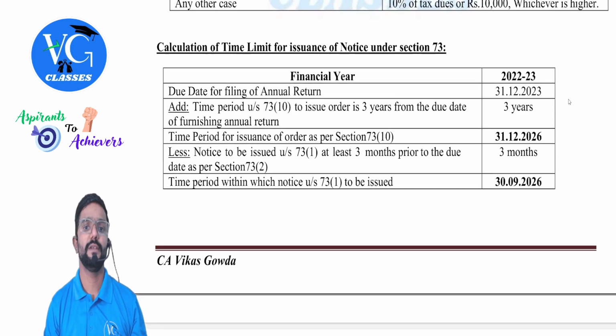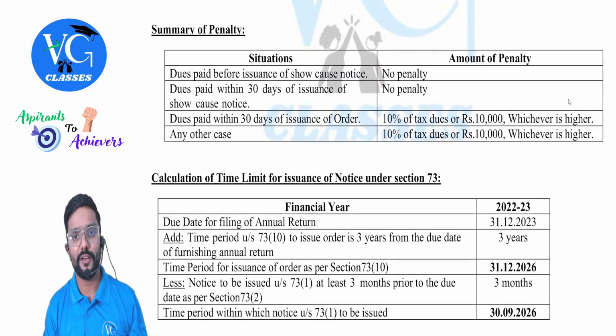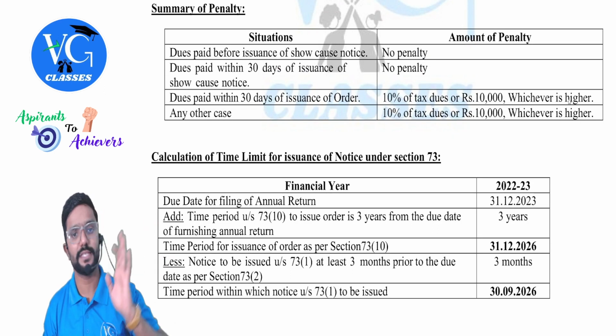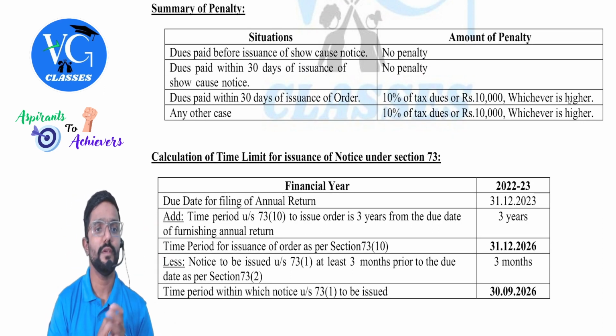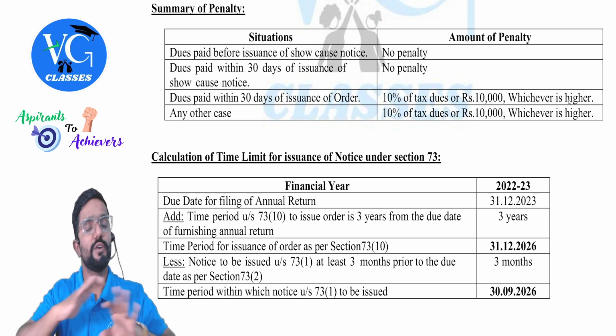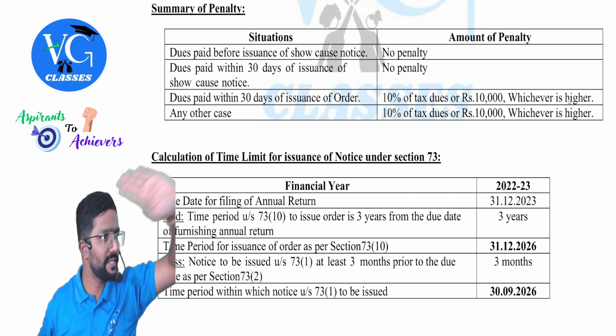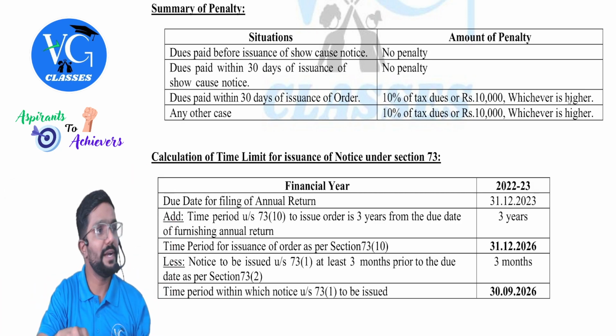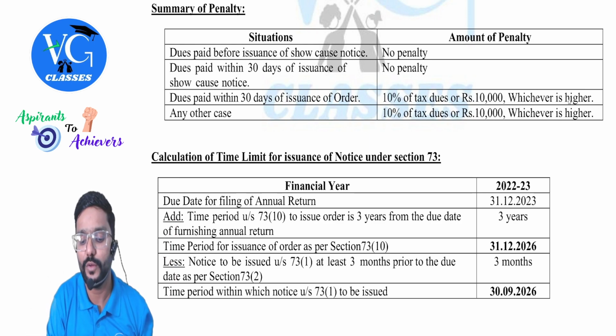Yes. So at the end, I have also given a summary of penalty, guys. Summary of penalty under section 73. Dues paid before issuance of show cause notice. No penalty. Case closed. No notice also.